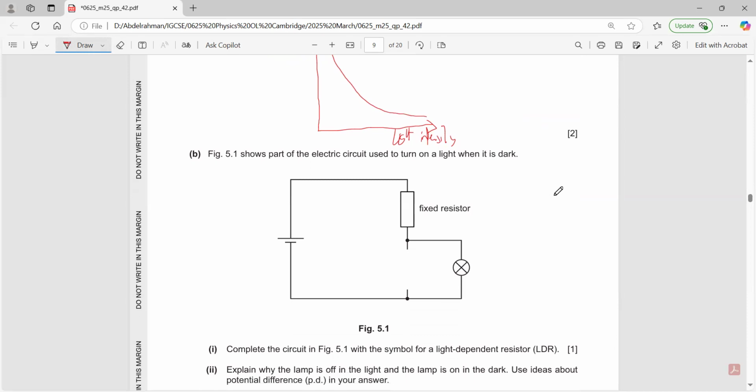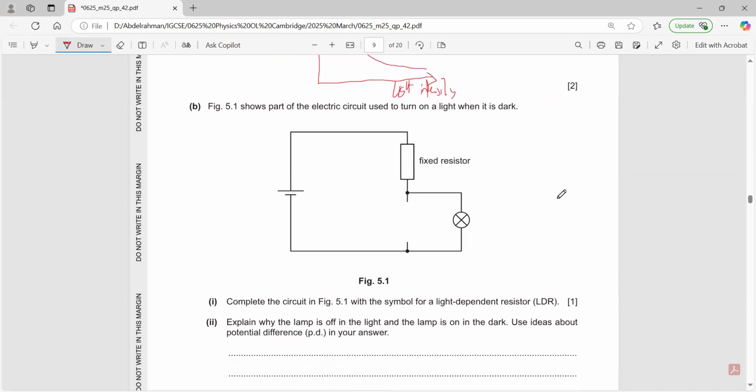Figure 5.1 shows a part of the electrical circuit. Complete the figure with the symbol for a light-dependent resistor.